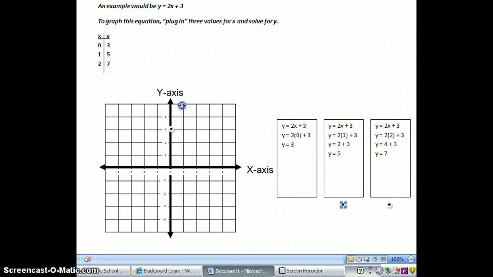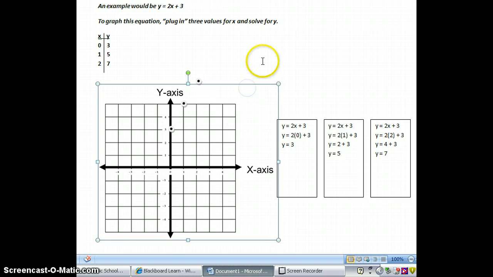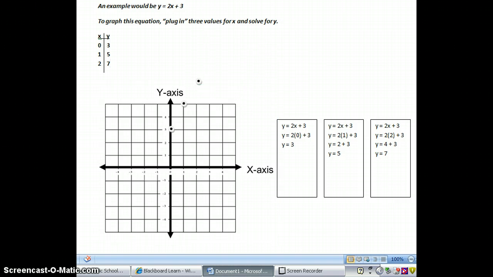Then I have the point 1, 5, which is 1, then 1, 2, 3, 4, 5. Goes right there. And then I've got the point 2, 7. Now you see I kind of go off my graph a little bit, but I'm going to move over 2 and move up 5, 6, 7, and I'm going to have to estimate that it's about right there or so.